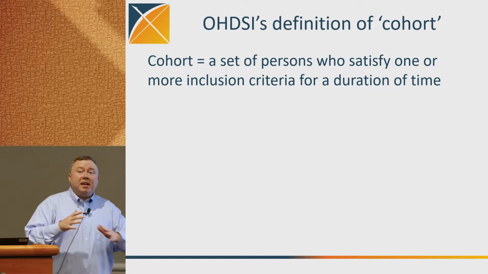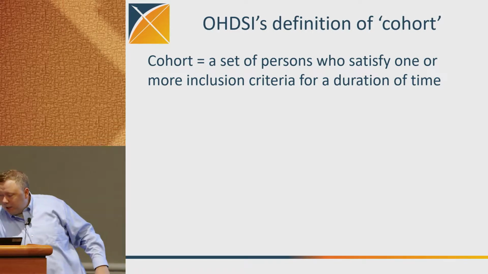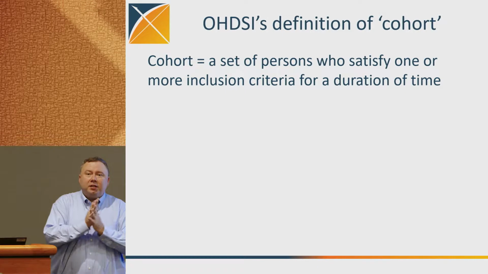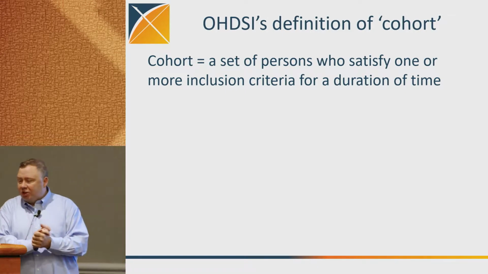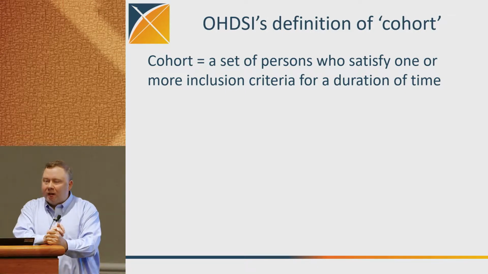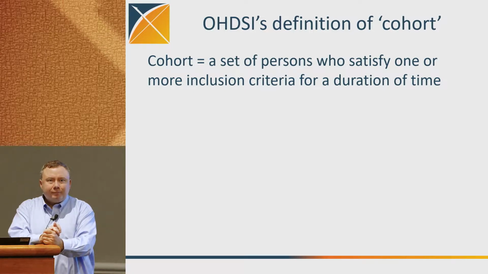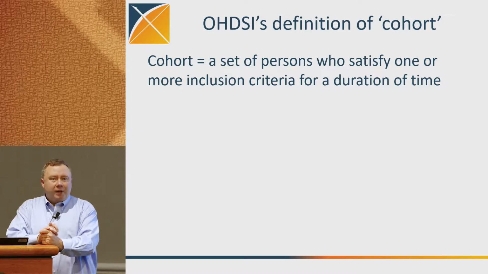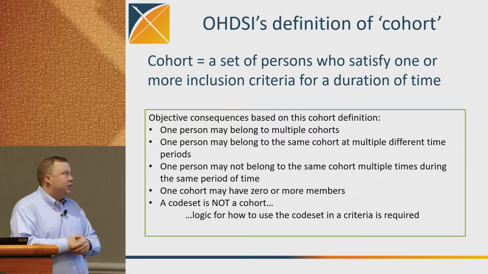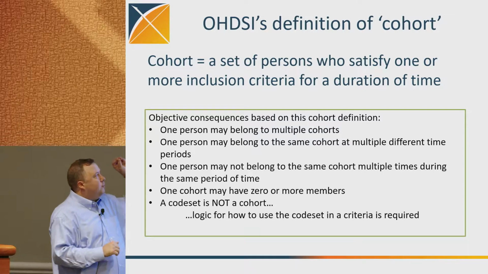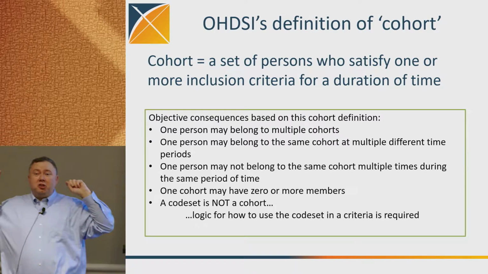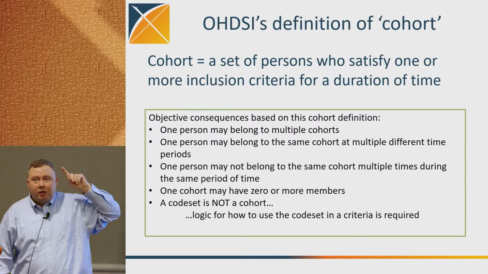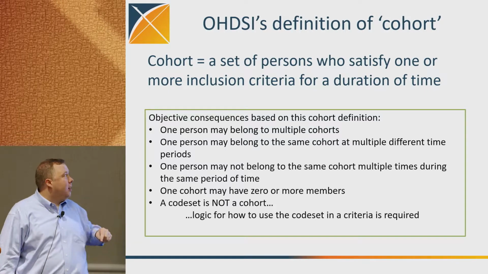Okay, so here is a definition that I'm going to use for the rest of the day that's going to actually be quite important. Cohort is defined as a set of persons who satisfy one or more inclusion criteria for a duration of time. I'm going to repeat that again. A cohort is a set of persons who satisfy one or more inclusion criteria for a duration of time. There are some consequences to this definition, and we're very precise in this particular language, and everything you're going to see is predicated on this definition. So if you don't like it or you want to challenge it, this is going to be your time.